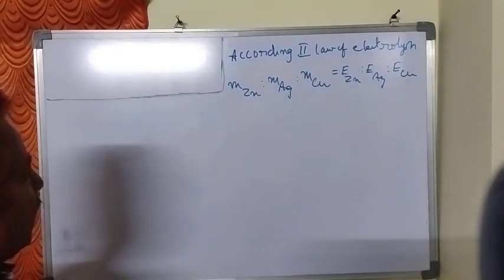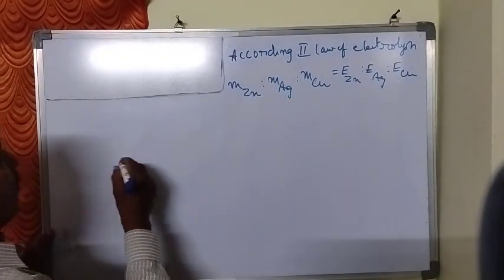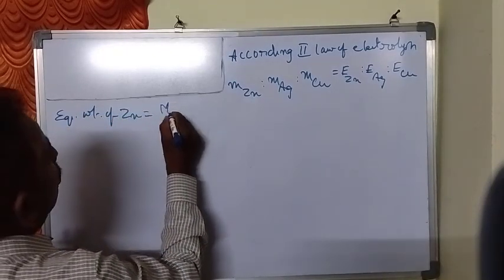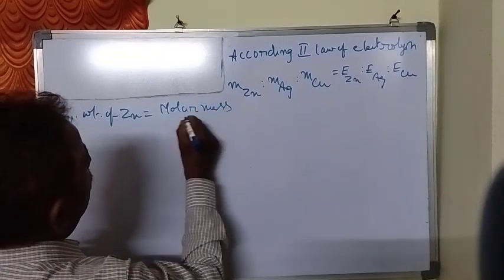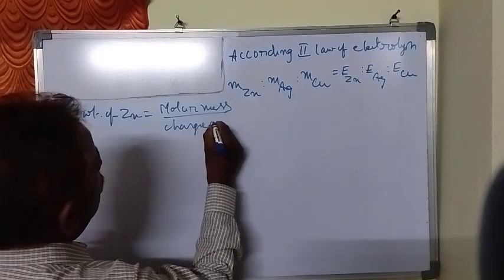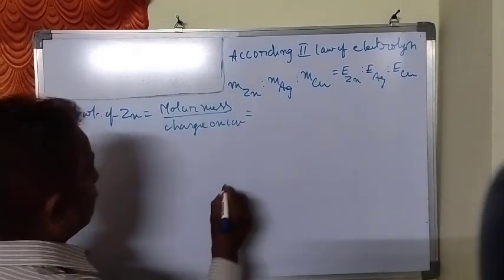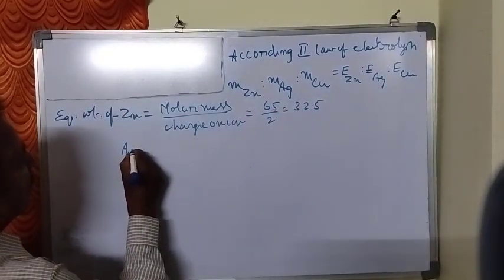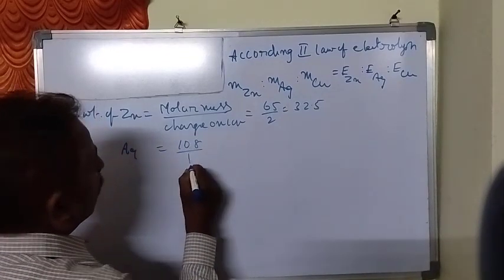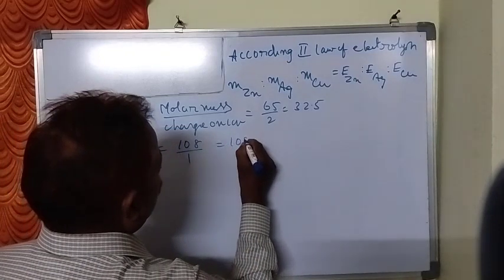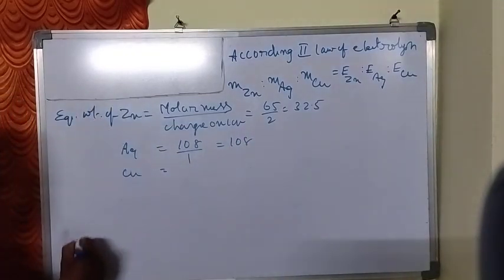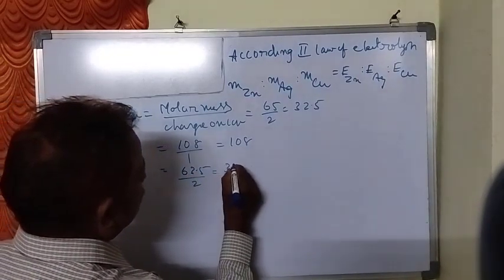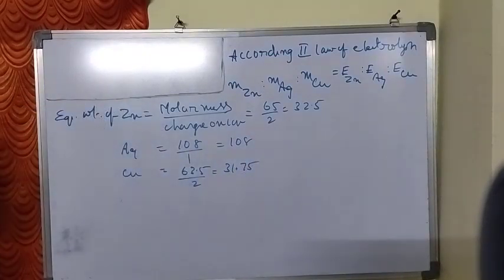So first of all, let us find the equivalent weights of zinc, silver and copper. Equivalent weight of zinc equals molar mass by charge on ion. Molar mass of zinc is 65, charge is 2, so 65 by 2 equals 32.5. Similarly, silver molar mass is 108, charge on silver ion is 1, therefore it is 108. Similarly, equivalent weight of copper equals molar mass of copper 63.5 by 2, this is 31.75.